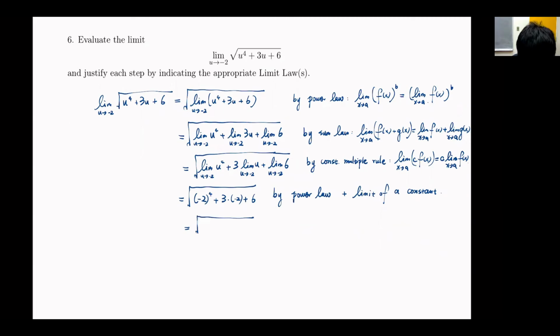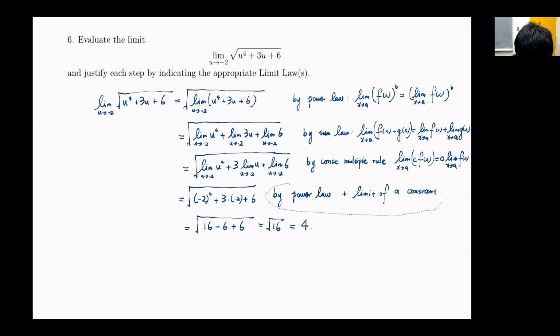So minus 2 to the 4th power will be 16. And then 3 times minus 2, that will be minus 6. And finally, it will be plus 6. So 16 minus 6 plus 6, the answer will be root of 16. And root of 16 is going to be equal to 4. All right, so this is the textbook method of writing the justification.